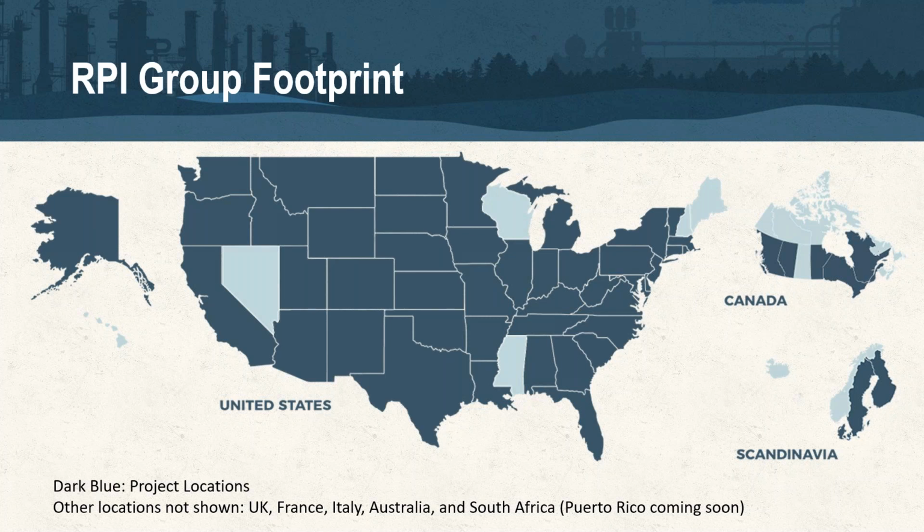These are the states where we've implemented RPI products. New Hampshire actually is added to this list, so this needs to be updated. But we've worked in most of the lower 48 states, Alaska, most of Canada, most of Scandinavia, and then you'll see a list down there at the bottom: UK, France, Italy, Australia, South Africa, and Puerto Rico will be next on this list.